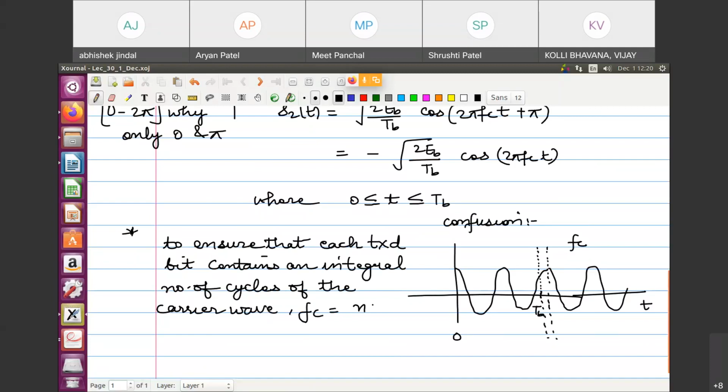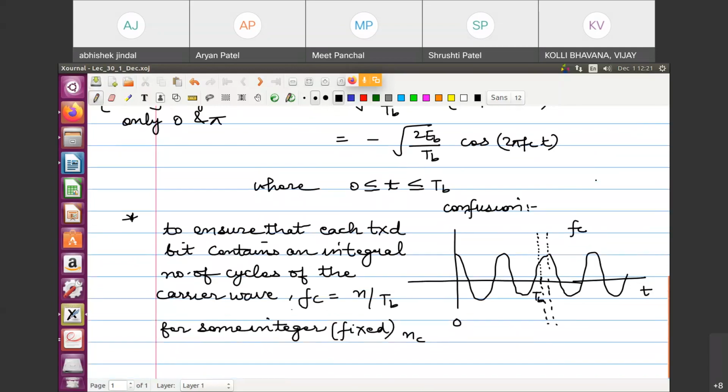fc is chosen as n upon Tb, for some fixed integer n. So 1 upon Tb would be mostly the frequency content of the baseband signal, and you will be multiplying it by some number n, a positive integer, and that would be a very big number because you have to basically go away from the DC.